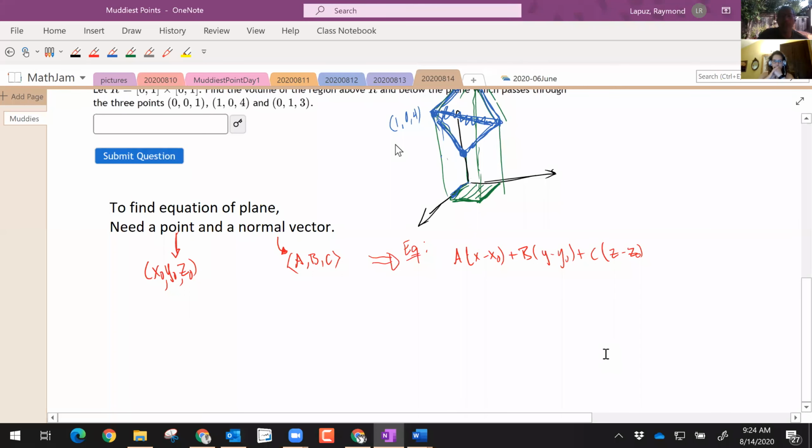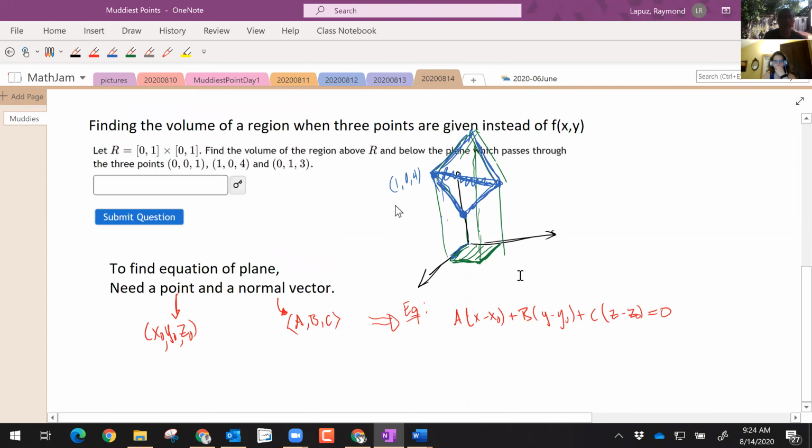Okay, so this is equal to 0. Again, there's a cool derivation of this formula that I should skip over, but if you have the opportunity, you should see how it's done. Okay, so this is your formula, and we have 3 points, so we can use any of those 3 points to be our point, but we don't have a normal vector.